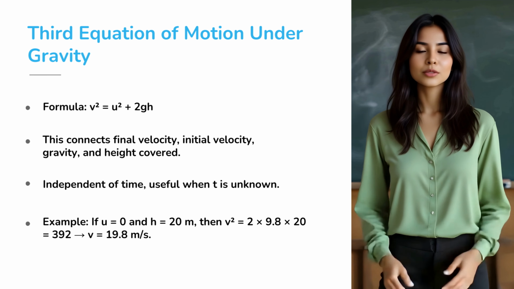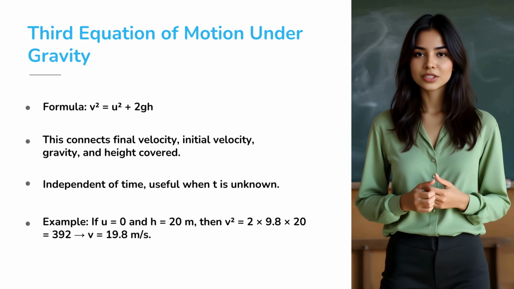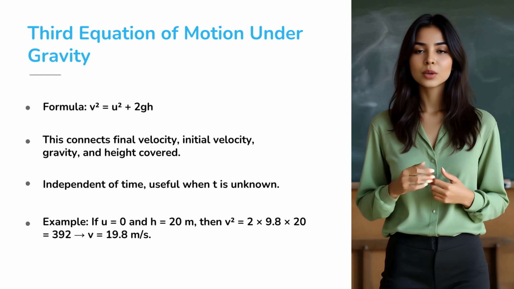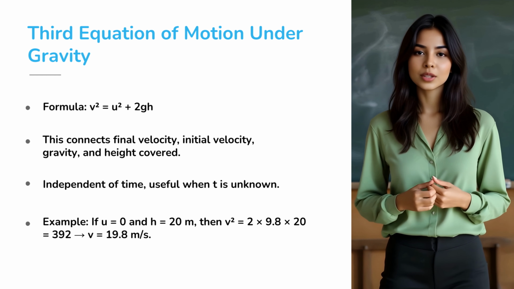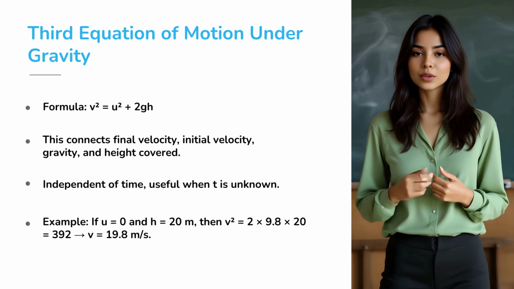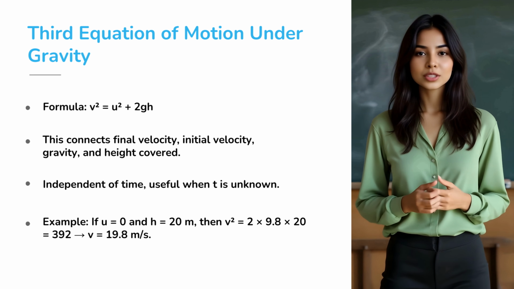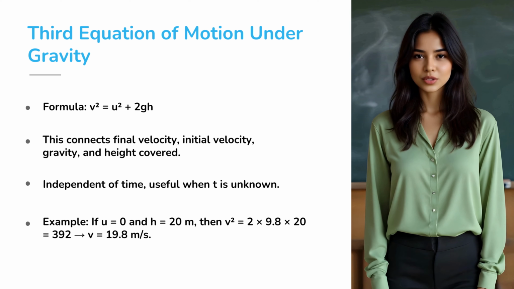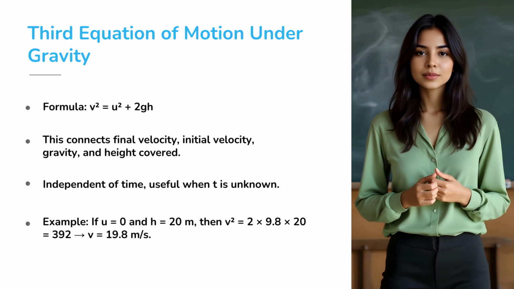Suppose we drop a body from rest, so u equals 0, and it falls through 20 meters. Then v squared equals 2 into 9.8 into 20, which comes out to 392. Taking a square root, v equals about 19.8 meters per second. This shows that the velocity depends only on the vertical distance traveled, not directly on the time taken.